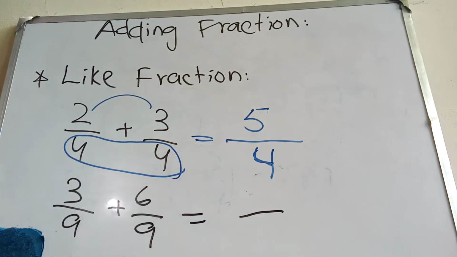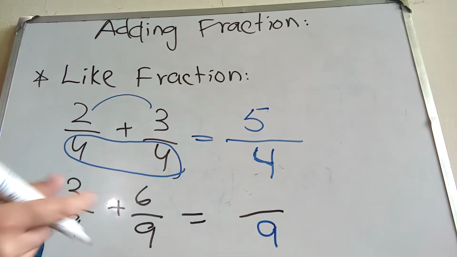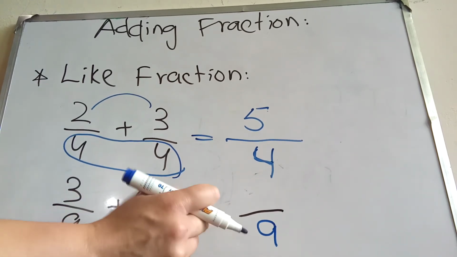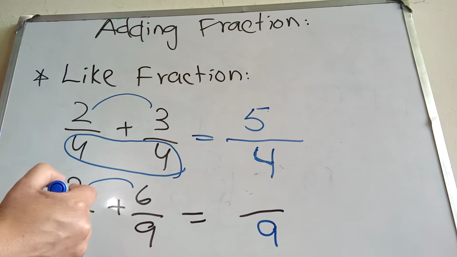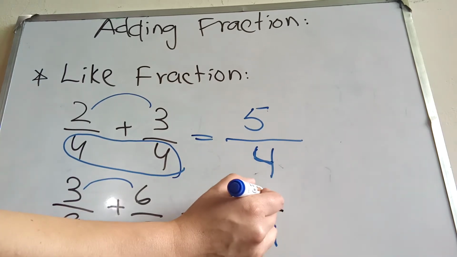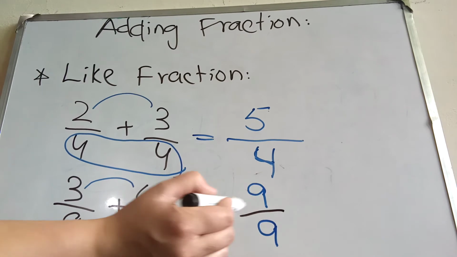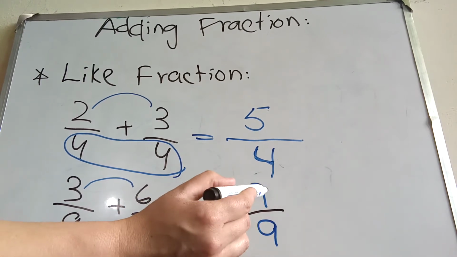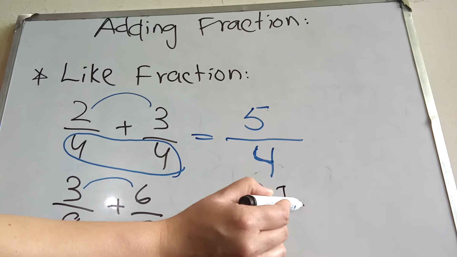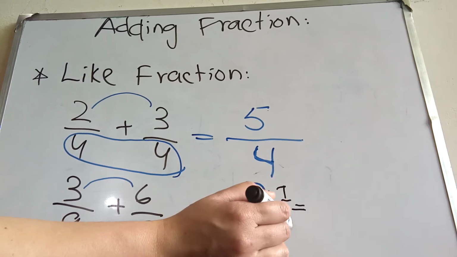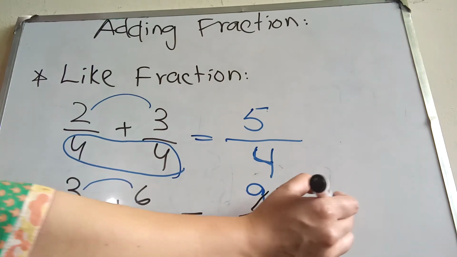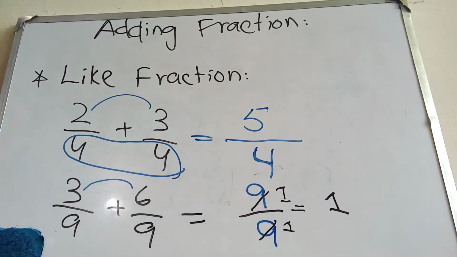Now here again the denominator is the same, that is 9, so I will take 9 as common, or I will write the denominator once. And now add these two. 6 plus 3 is 9. Now if there is a possibility to cancel both, then you can cancel, like 9 times 1 is 9, so both cancel each other, so we get 1. So this is how we add like fractions.